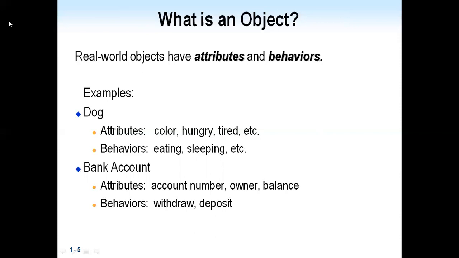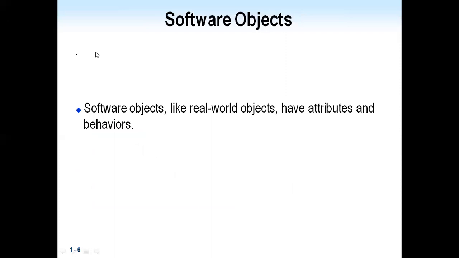Suppose in a banking system the person is an account holder. The account holder has an account number and owner. The owner means customer name and balance. And he performs some operations, that is, withdrawing and depositing. Same, a bank account has some attributes and behavior. So a real world object has attributes and behavior, and software objects are like real world objects: they have some attributes and behavior.